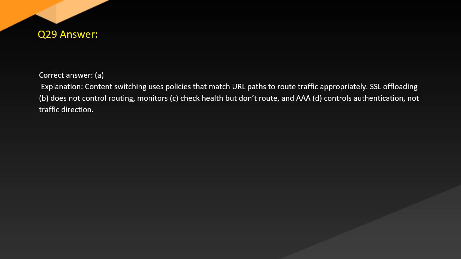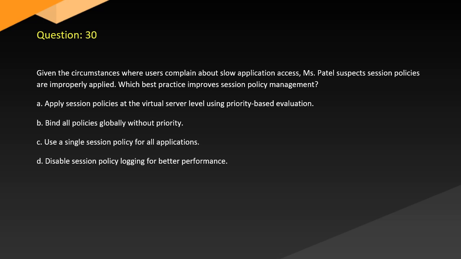Answer. Correct answer. A. Explanation. Content switching uses policies that map URL paths to route traffic appropriately. SSL offloading, B, does not control routing. Monitors, C, check health but don't route. And RBAC, D, controls authorization, not traffic direction.